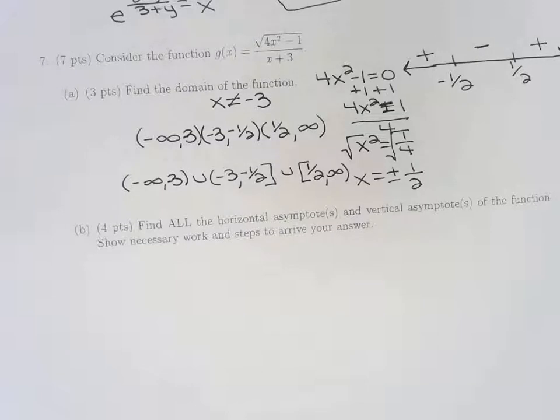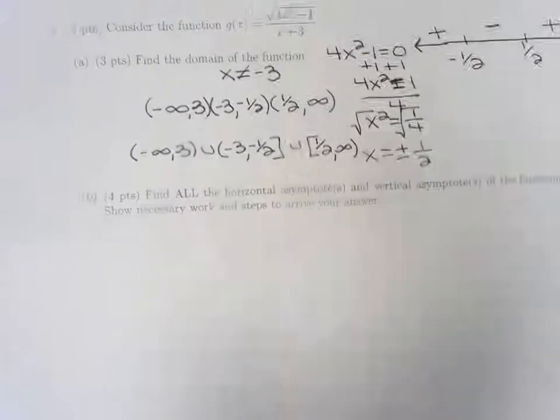You know what I could have just done instead? X could not equal negative 3. And you would not have gotten all the points. Yeah, which is dumb. Well, that's not the right answer. Well, it's not, but okay.